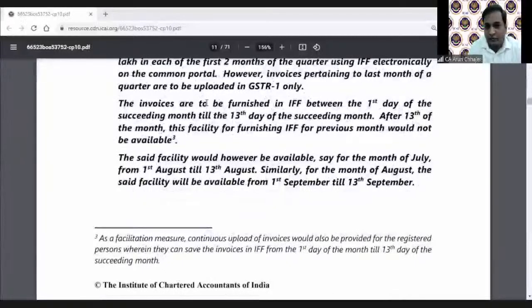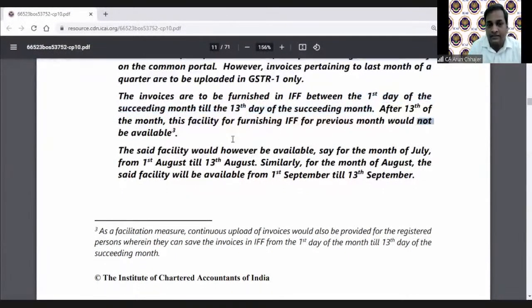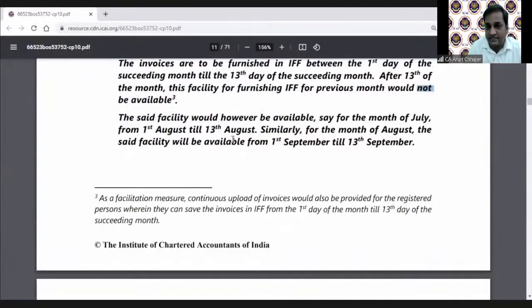The invoices are to be furnished in IFF between first day of the succeeding month till the 13th day of the succeeding month. After 13th, IFF would not be available. The said IFF would, however, be available, say for the month of July from 1st to 13th. Similarly, for the other months.